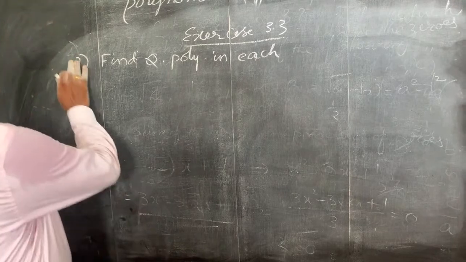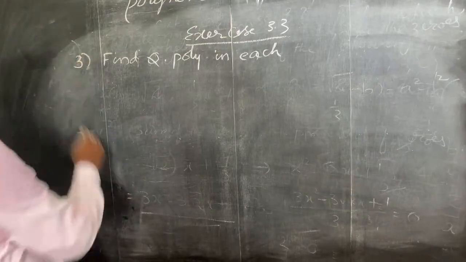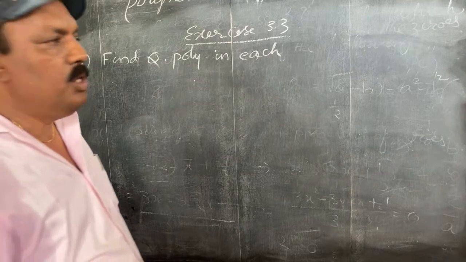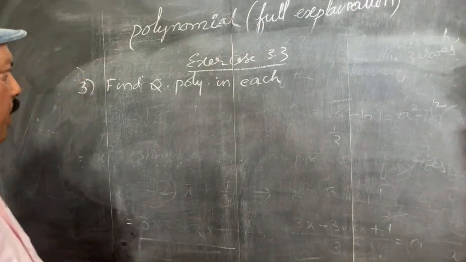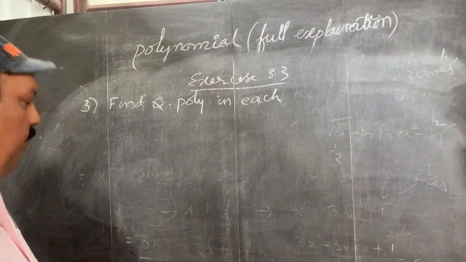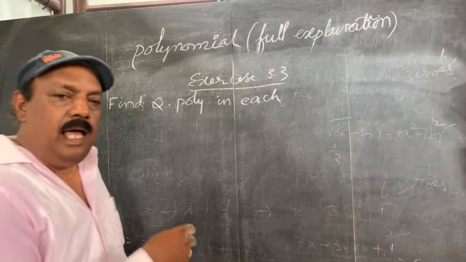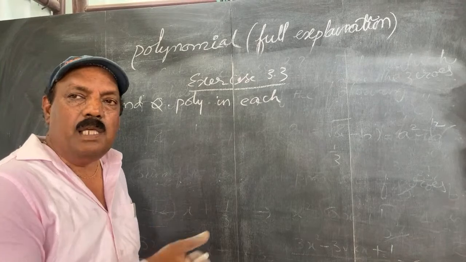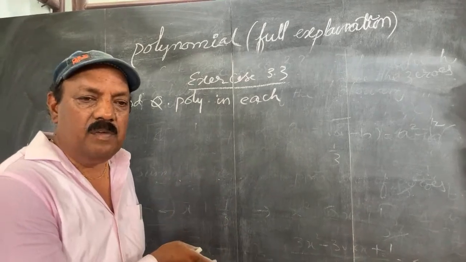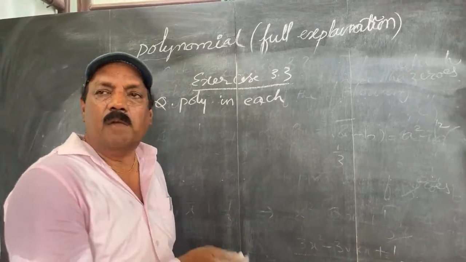Now, question number 3, exercise number 3.3 in the textbook. What is given? Find the quadratic polynomial. Again, the same question, but in the last question, number 2, what is given? Sum of the zeros is given, product of the zeros is given. That means alpha plus beta, alpha into beta is given.